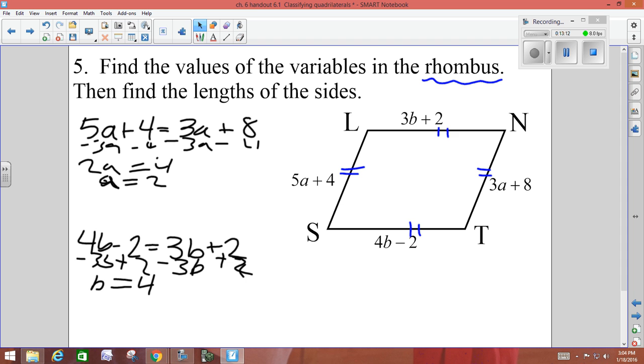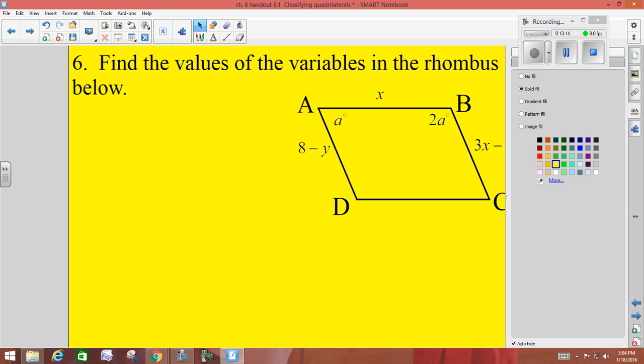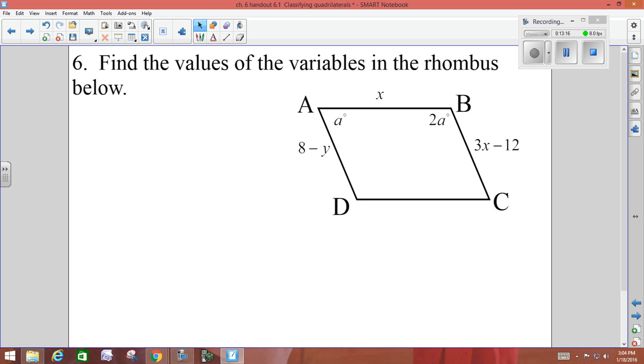All right. Number 6 at the bottom. Find the value of the variables in the rhombus below. Now, how many variables do we have to find? I'll give you a hint. This says 2a, not 2c. So 3, good. And it should be an a, an x, and a y. I know. Rhombus. What do we know about rhombuses again? All right. Have at it.